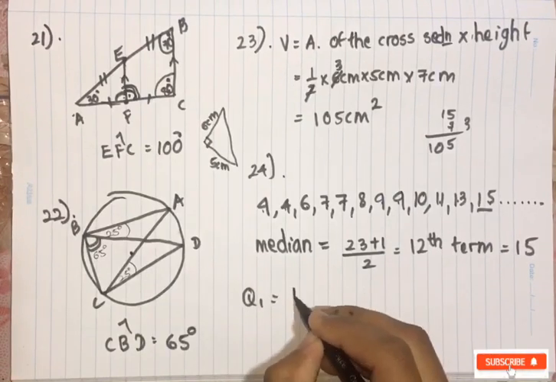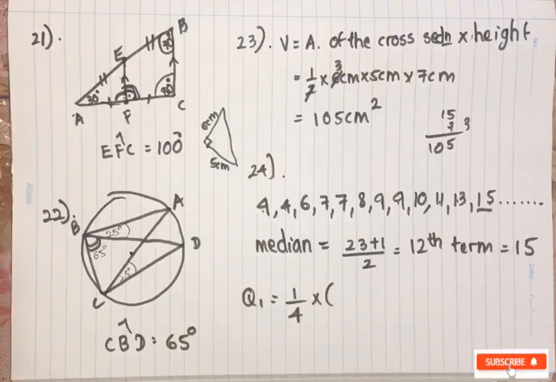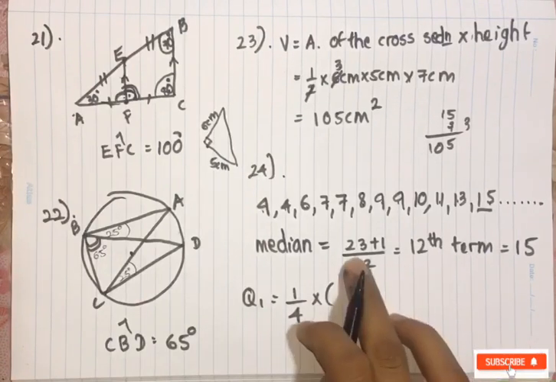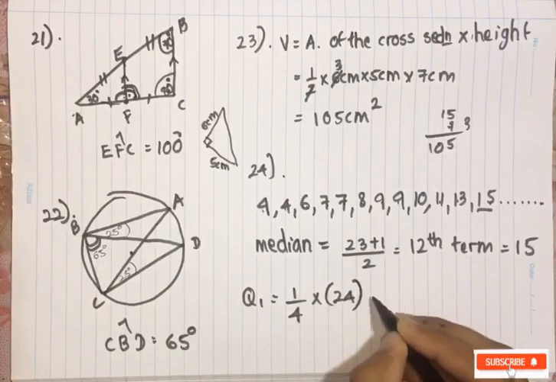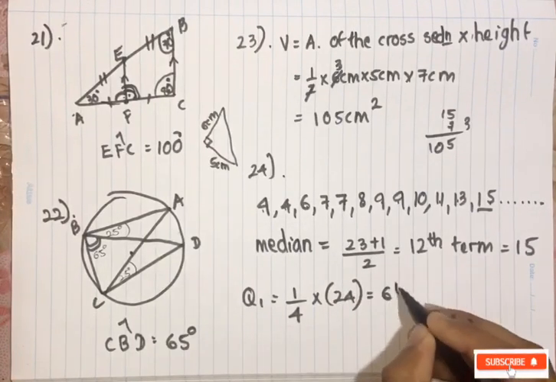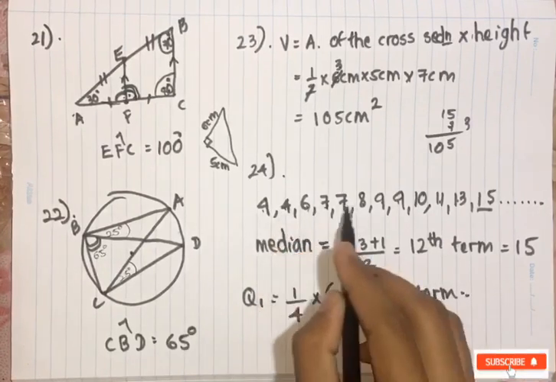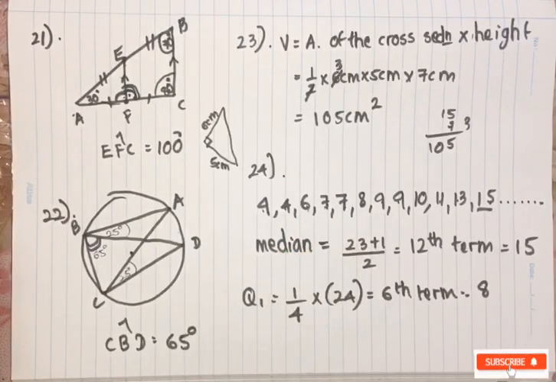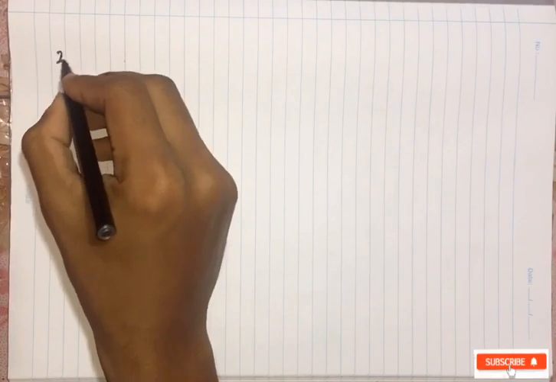Next they are asking you to find the first quartile. For the first quartile you have to take 1 over 4 multiplied by the total plus 1, therefore 24. So the answer is the 6th term. Which is the 6th term? 2, 3, 4, 5, 6. So the answer is 8.